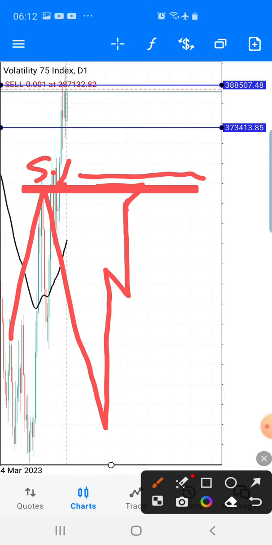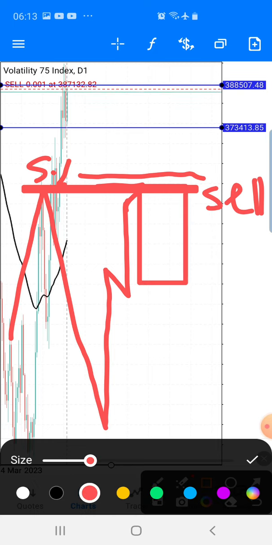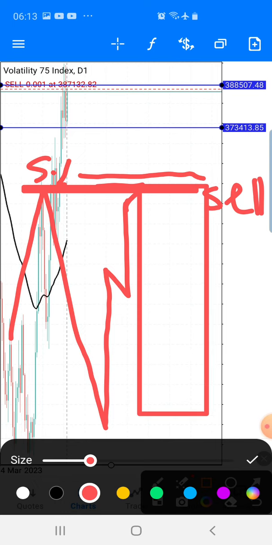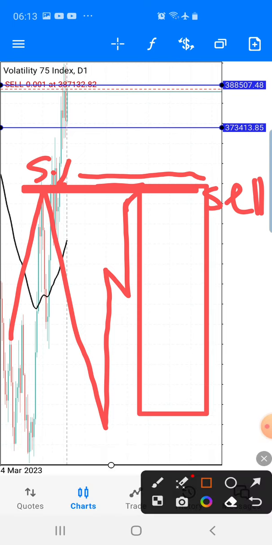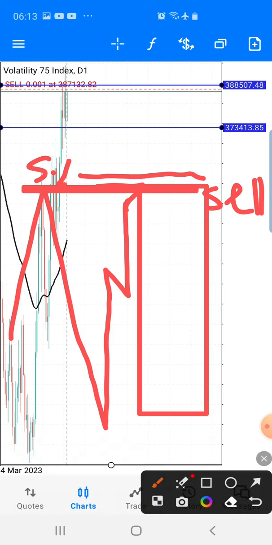So what will happen is that when they sell here, they're anticipating that the price is going to push way to the downside this way. That's what they're anticipating. But when they sell, the price will most times push up a bit, break the resistance, and hit their stop loss.